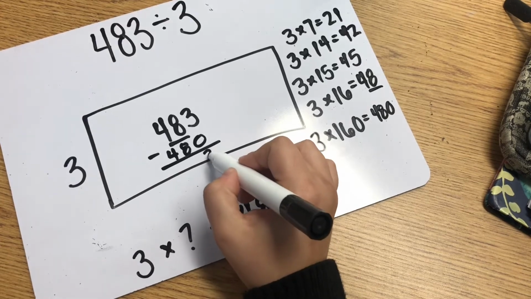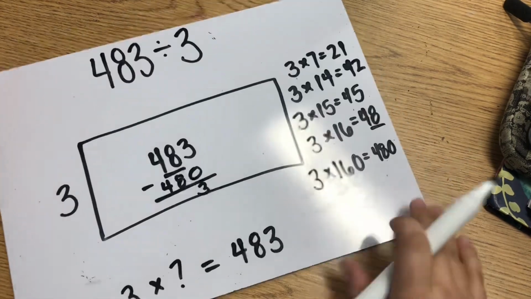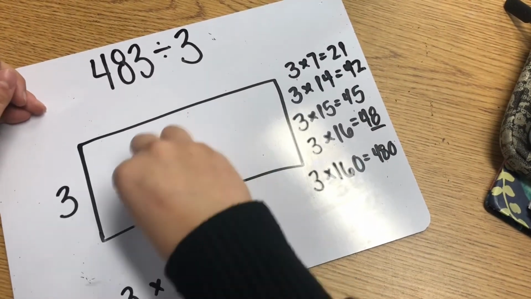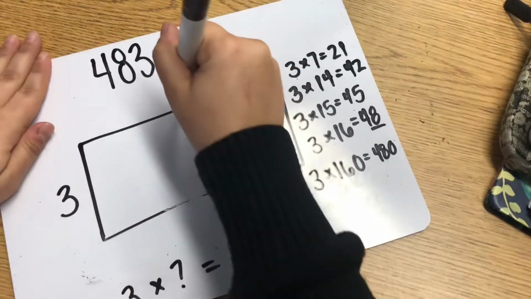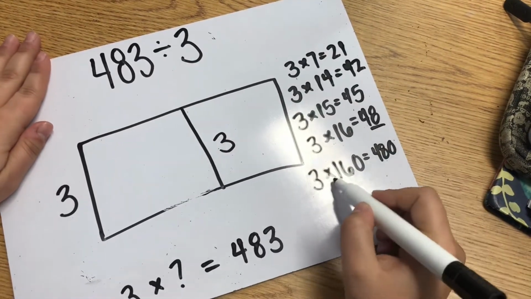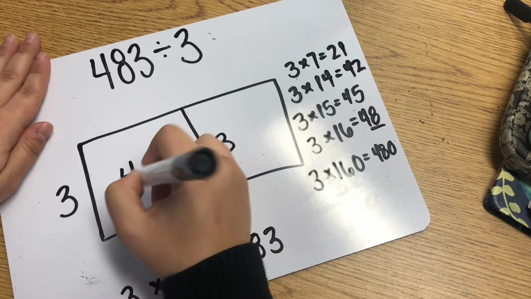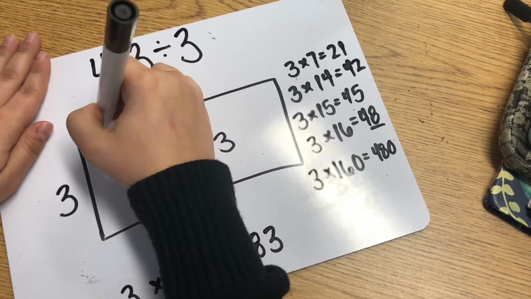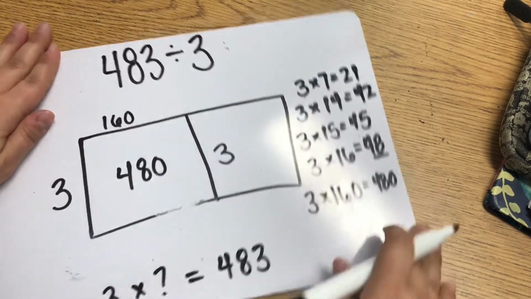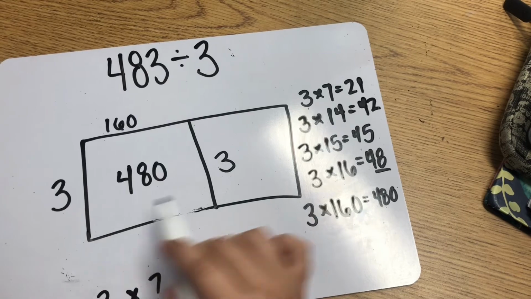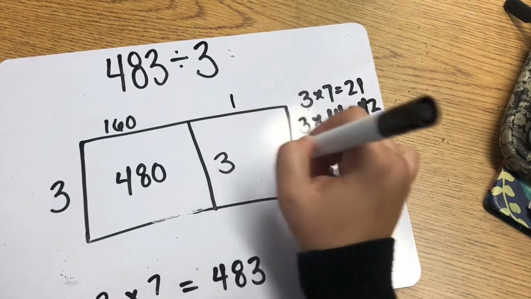Then I have 3. So let me clean this up a bit. I have 3 left over. 3 times 160 is 480, and then 160 would go up here because 3 times 160 is 480. I have 3 left. I know 3 times 1 is 3.